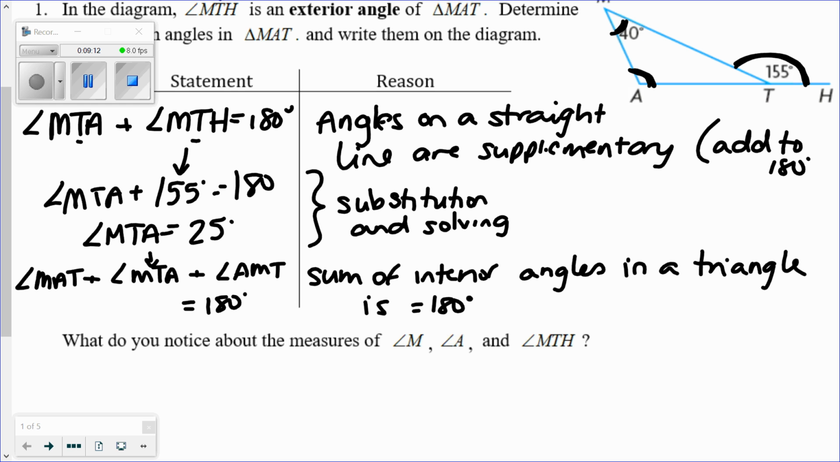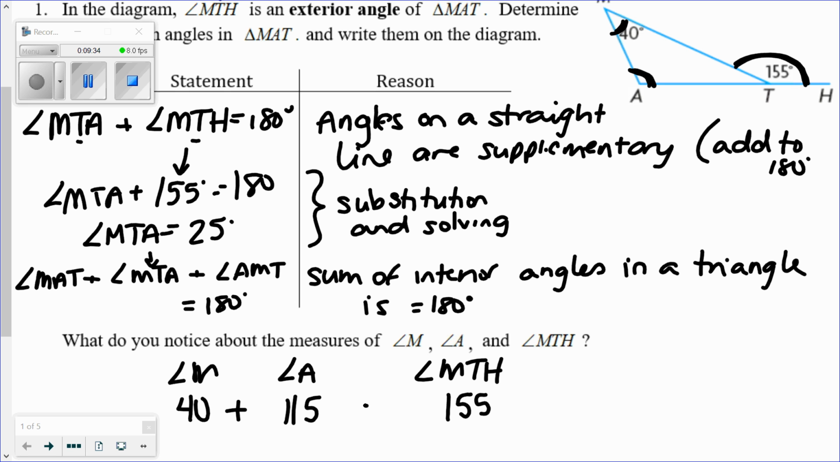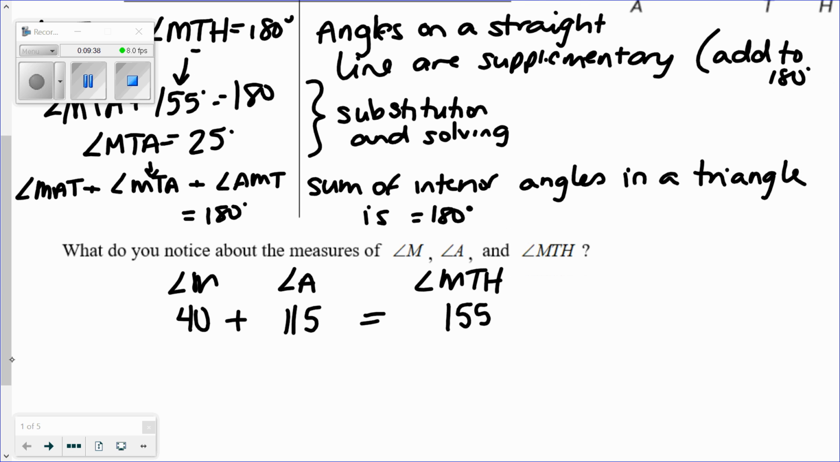So it's saying, what do you notice? The angle at M was 40 degrees, the angle at A was 115 degrees, and the angle at MTH was 155 degrees. Hopefully you can see that if we add the angle at M and the angle at A, we get the angle at MTH.